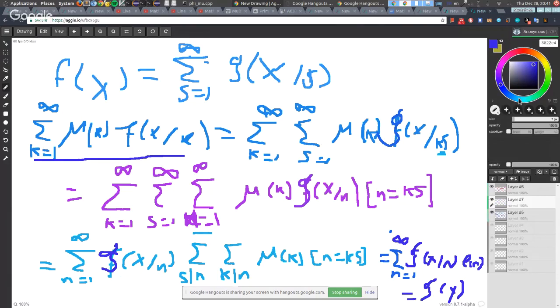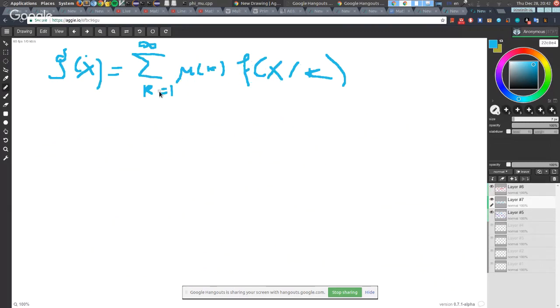So if we assume this expression here is already true, where g of x is equal to the summation of k equal 1 to infinity of k f of x over k. So if we have this expression, then we check what we have here. What do you want to prove?